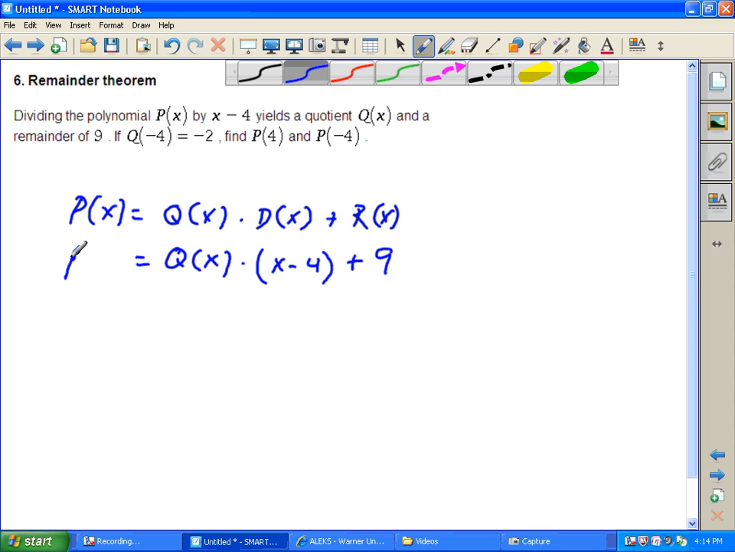So let's finish writing the equation. P of x, which we don't know, is equal to q of x times x minus 4 plus 9. If I want to find p of 4, then I am necessarily going to have to put in a 4 and hope that something works out where even though there's so much I don't know, I will know enough to be able to figure this thing out.